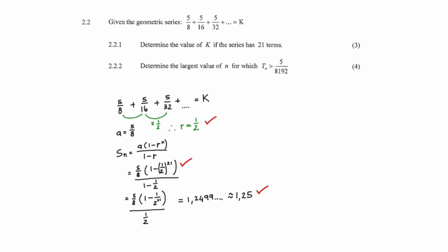Next, we will take a look at question 2.2.2. Determine the largest value of n for which Tn is greater than 5 over 8,192. Let's take a look at the given information. Tn is given to us. It is 5 over 8,192.